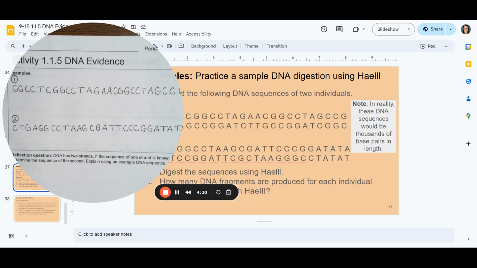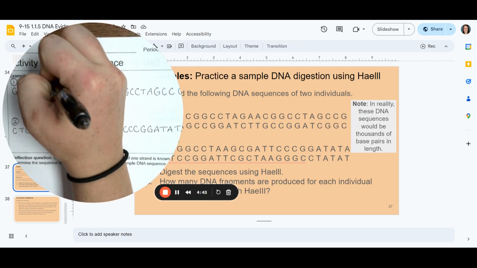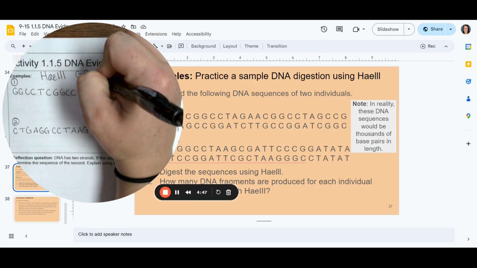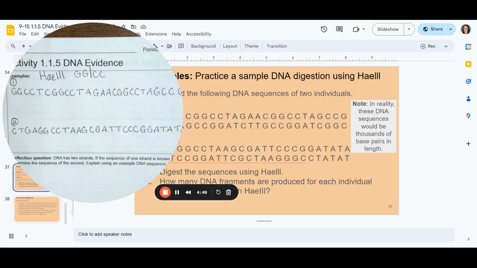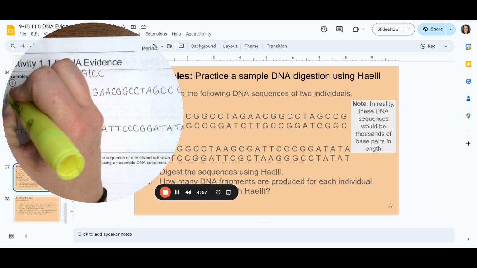So when I'm copying down my practice problems here, all I need to copy down is this top strand of DNA. Now I know that I am digesting using Hi3. Remember, Hi3 finds the sequence GGCC and cuts down the middle. So first thing I'm going to do for my sequences is find everywhere that there is GGCC.